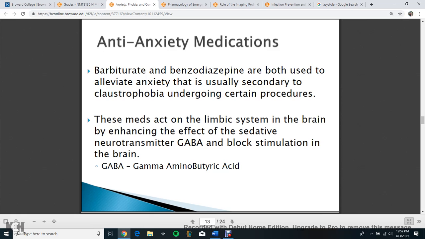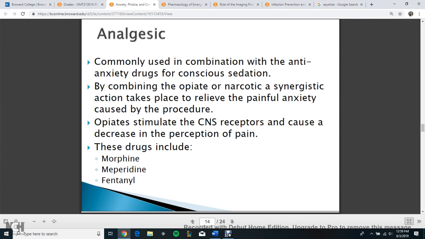These meds act on the limbic system in the brain by enhancing the effect of the sedative neurotransmitter, GABA, and block stimulation in the brain. GABA is gamma-aminobutyric acid.